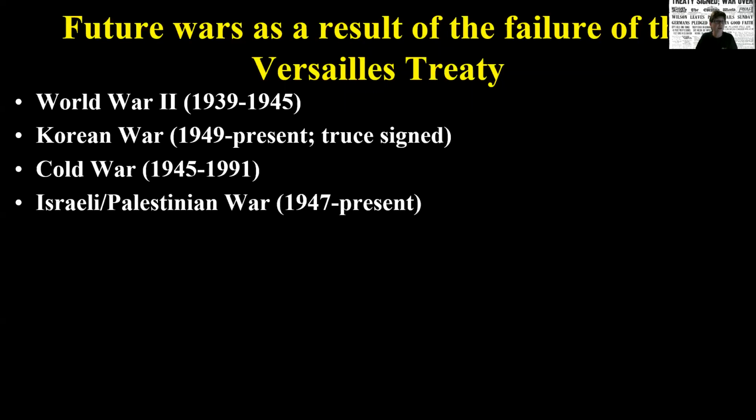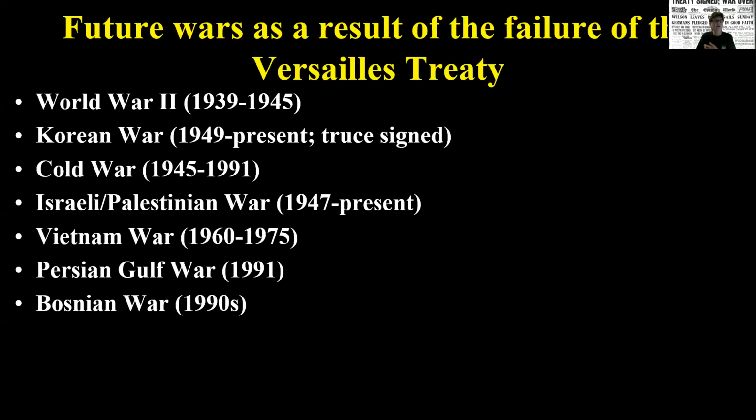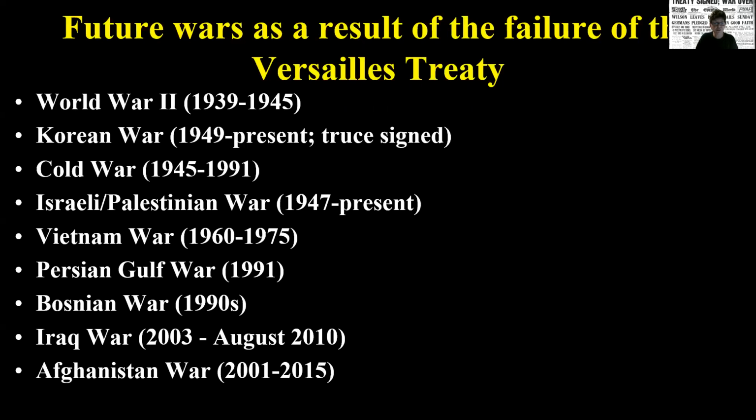Cold War, the Israeli-Palestinian War of 1947 that still is ongoing, the Vietnam War, the Persian Gulf War. It's now called the First Iraqi War. The Bosnian War, and we're going to talk about genocide in Bosnia in the 1990s. The Iraq War, we call it the Second Iraq War. Technically, it ended in 2010, but we still have forces in Iraq, advisors. And then Afghanistan. Technically, it ended in 2015, but we still have forces there. What about ISIS, the Islamic State?